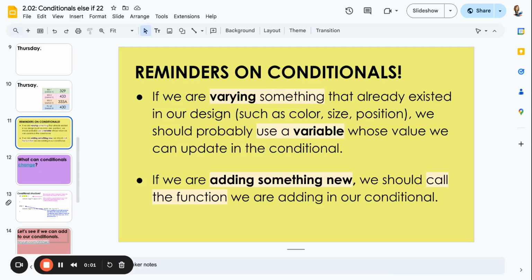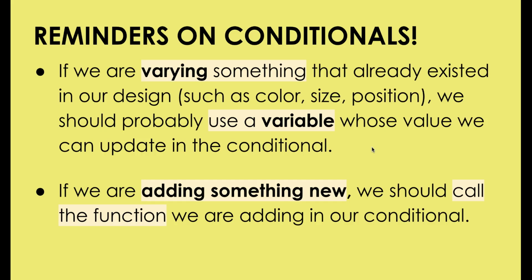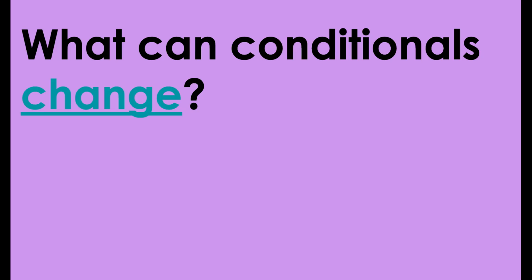In this video, we are going to talk about conditionals and how we can add else ifs into our code. So some reminders on coding. If we are varying something that already exists in our design, such as color, size, position, we should probably use a variable whose value we can update in the condition. If we're adding something new, we should call the function, like ellipse or rect, into our conditional.